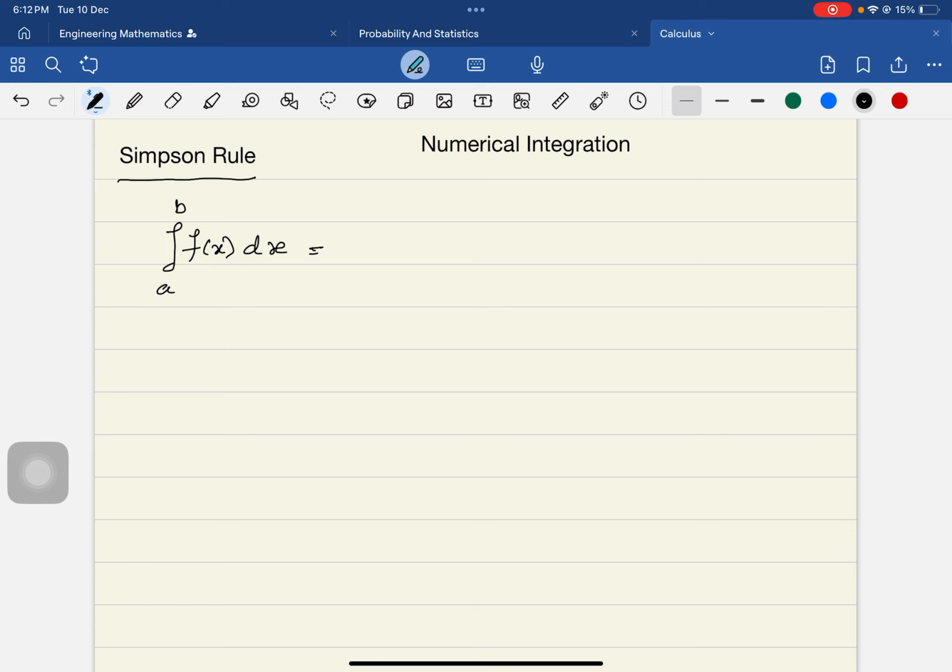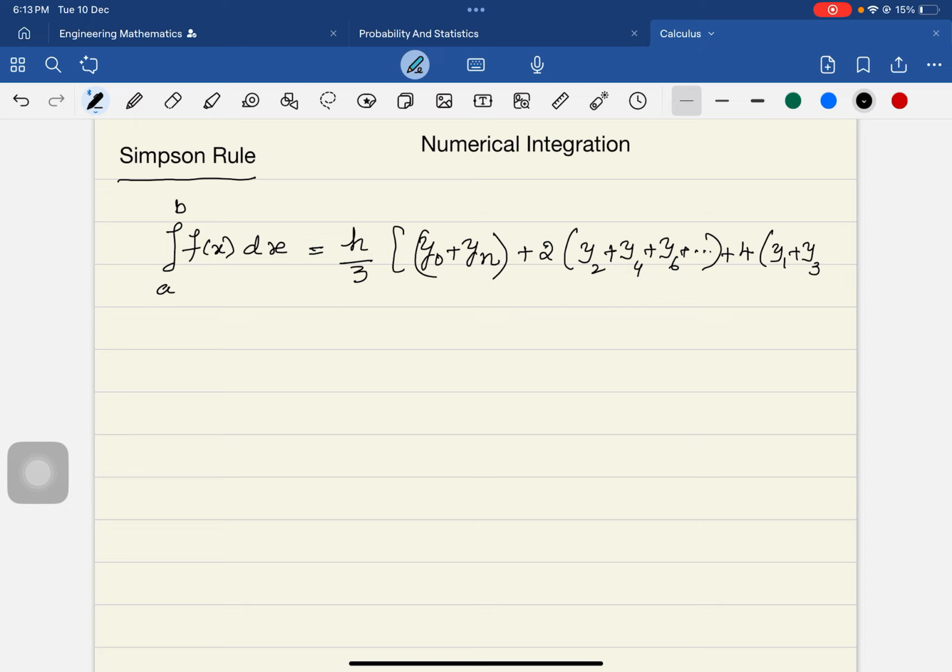The formula for this is h by 3 times the first term plus the last term, that is y0 plus yn, plus 2 times the even terms, that is y2 plus y4 plus y6 and so on, and then plus 4 times the odd terms, that is y1 plus y3 plus y5 and so on. This is Simpson's rule, where h is given by the upper limit minus the lower limit by the total number of subintervals.